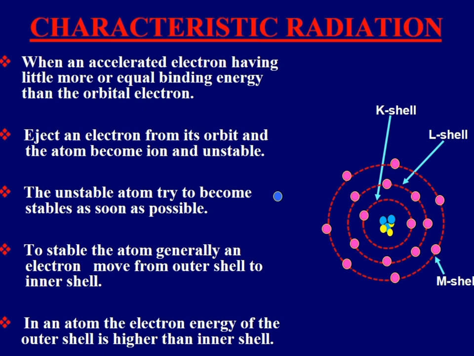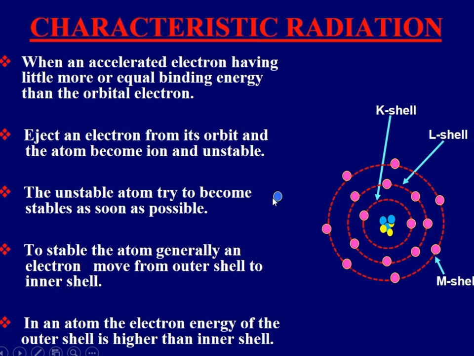Now let us discuss what characteristic radiation is. Firstly, we are going to understand it with the help of this diagram. This is the nucleus, with neutrons and protons, and these pink circles are electrons. The red dotted line is the orbit of a particular electron. Now, this is an accelerated electron.